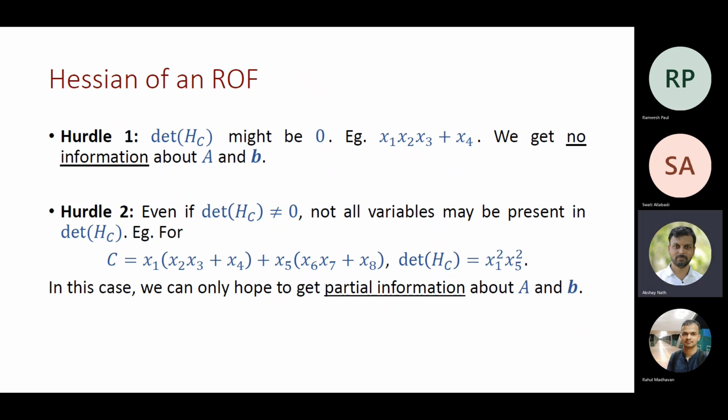There is one more hurdle. Let's say we are somehow able to overcome hurdle 1, or let's just say we ignore all the ROFs for which the Hessian determinant is 0. Even then, there are ROFs such that not all variables present in them are present in the Hessian determinant. For example, consider this ROF, which has 8 variables. However, it's easy to show that its Hessian determinant is just x1 squared times x5 squared. So only 2 variables appear in it. Therefore, at most 2 variables can be essential for it. And in this case, we can only hope to get partial information about A and B from the Hessian determinant of F.